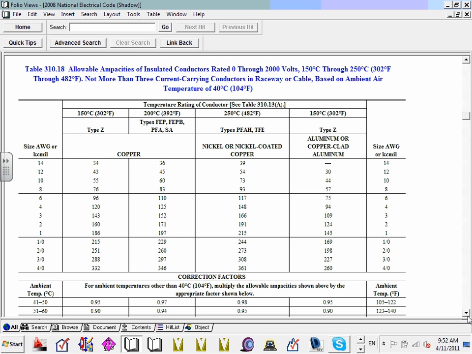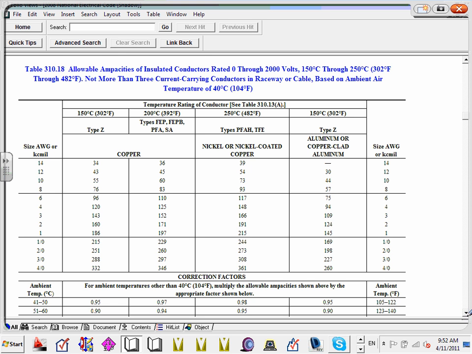I want to bring to your attention, guys, a few things. This table, again, insulated conductors up to 2000, no problem. And look at the insulation though, 250, all the way up to 250 kcmil, three current-carrying conductors in a raceway or a cable, based on an ambient temperature of 40.